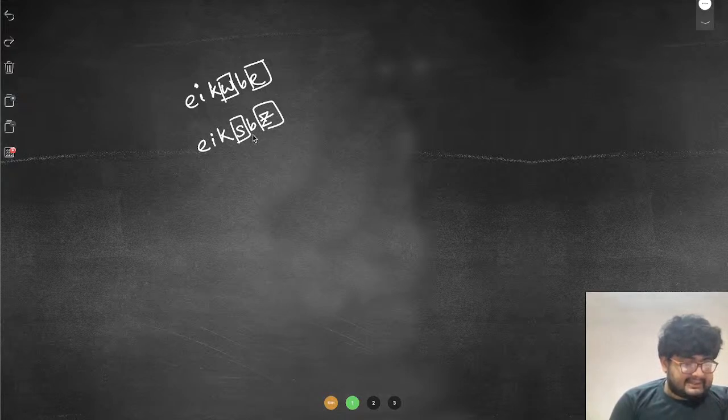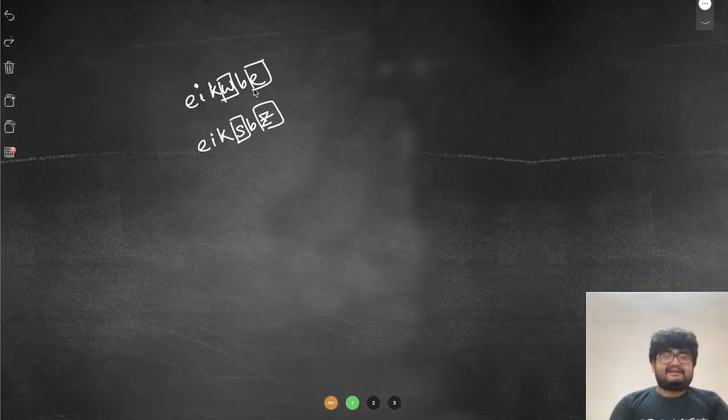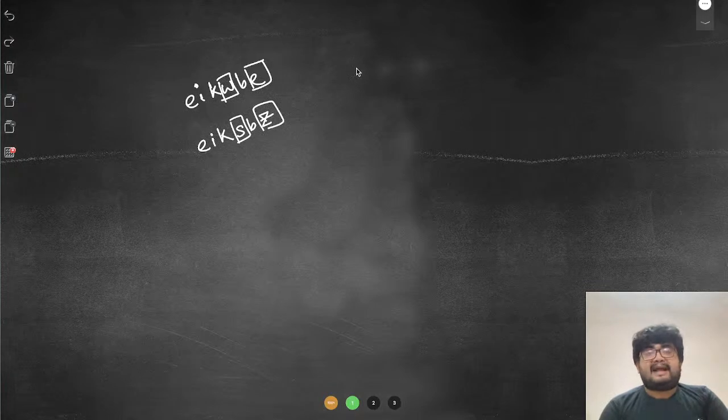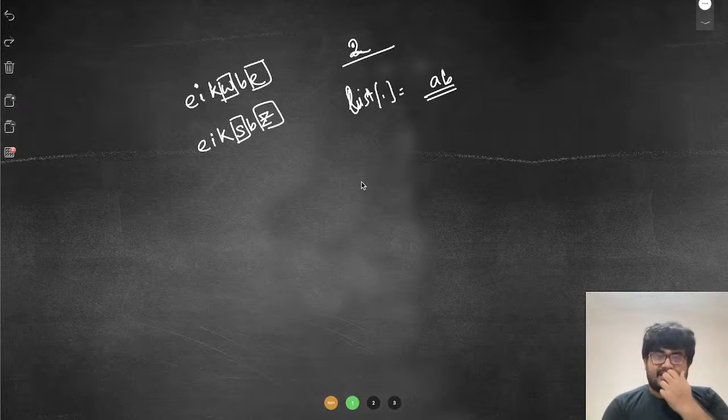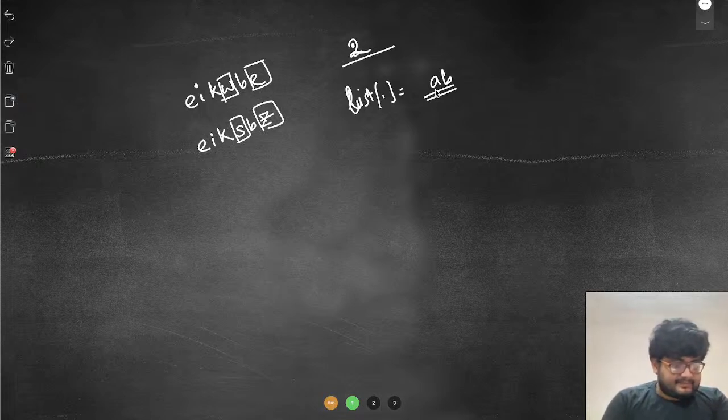Could be a single character A, B, B, C. Yes, substring can be any character, right? So substring will only match with the same size. So let's say list of I right now is AB. So you will only consider substrings of length 2, and compare them with AB and find the minimum difference.